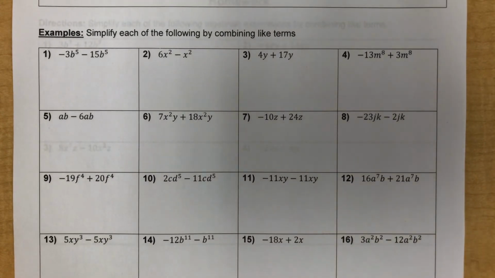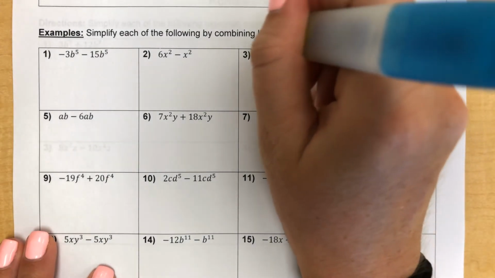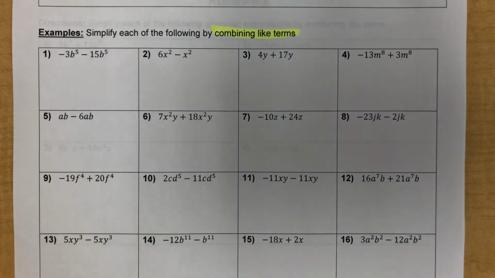Okay, examples. It's asking us to simplify each of the following by combining like terms. I'm just going to go ahead and highlight that again. That's the goal of this question. I am combining those like terms. I am adding and subtracting those monomials. I'm going to just do a few with you, and then you're going to practice the rest on your own. This is very similar to yesterday's lesson, so it's just seeing if you really picked up what we were putting down.